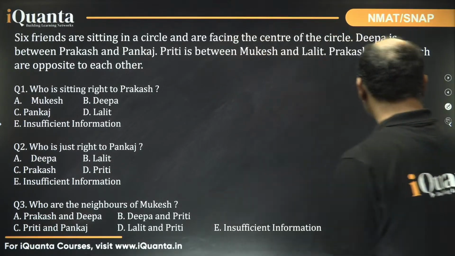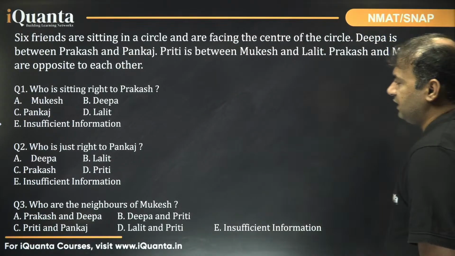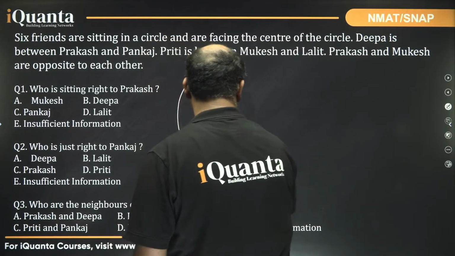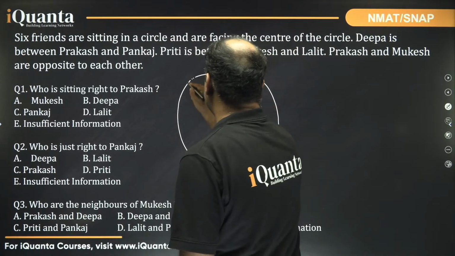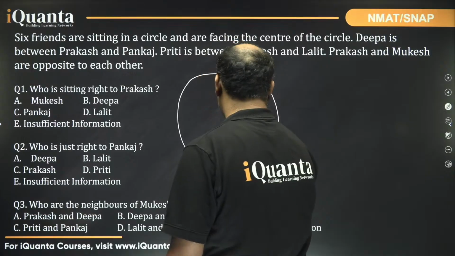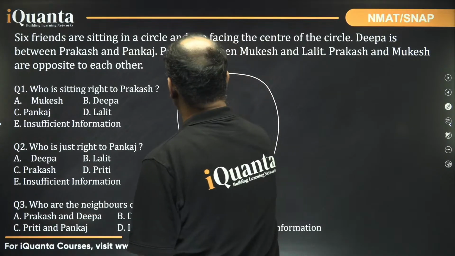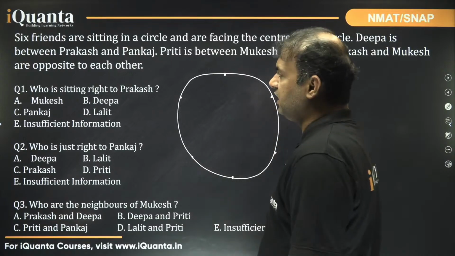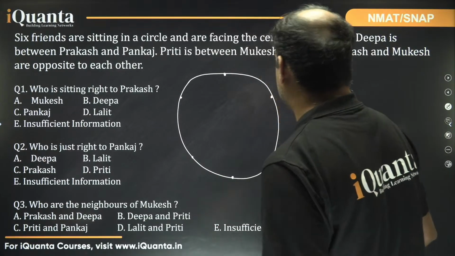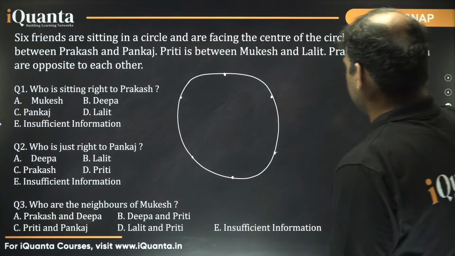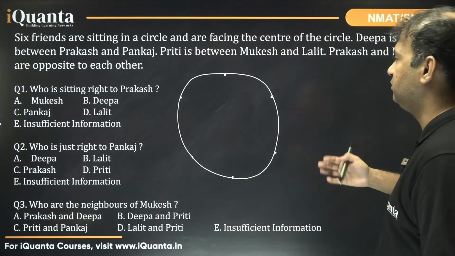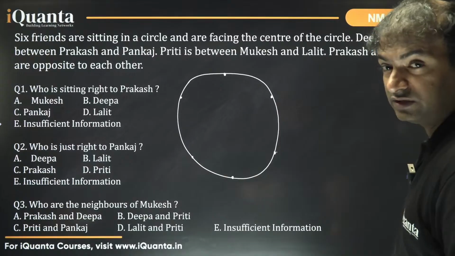Simple. Okay, we know that we have 6 people sitting. Let me draw a circle with 6 people. Alright, 1, 2, 3, 4, 5, and 6. Now the thing is, how should we start, or from which person should we start? If you see in the first point, they're talking about Deepa, Prakash, Pankaj, and in the second point, Preeti, Mukesh, Lalit. So no person is written twice.